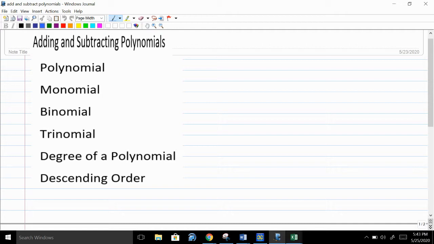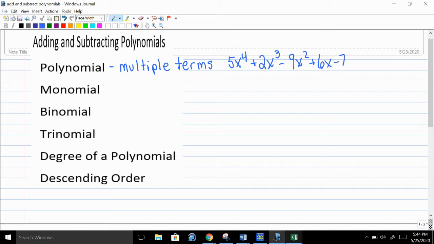It's really not a difficult word, nothing crazy. It sounds more complicated than it is. A polynomial, okay, is something that has multiple terms. So that's what we're talking about when we talk about a polynomial. For example, 5x to the fourth power plus 2x to the third power minus 9x squared plus 6x minus 7 would be a polynomial that has 1, 2, 3, 4, 5 terms in it. So that's a polynomial that has 5 terms.